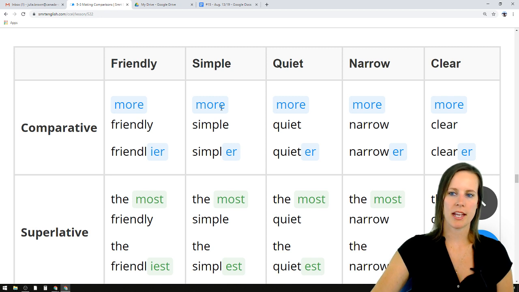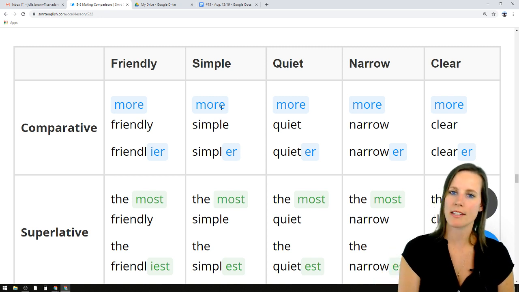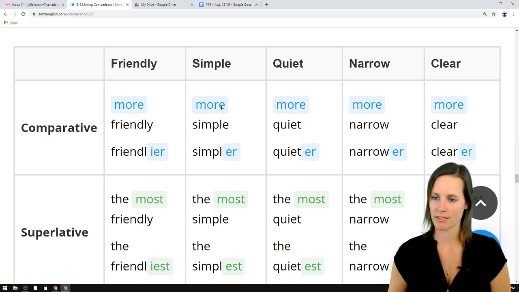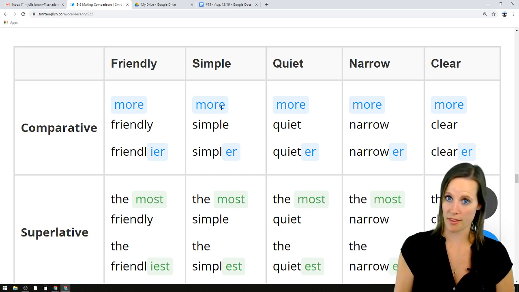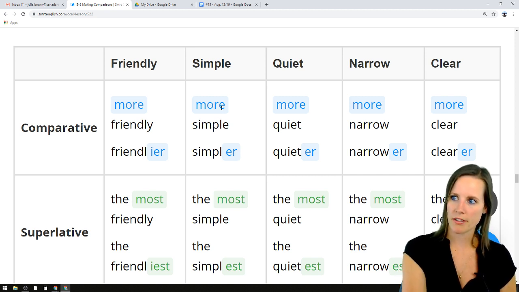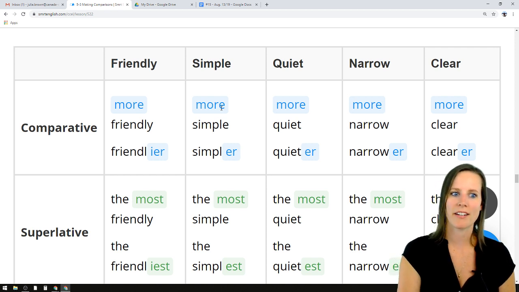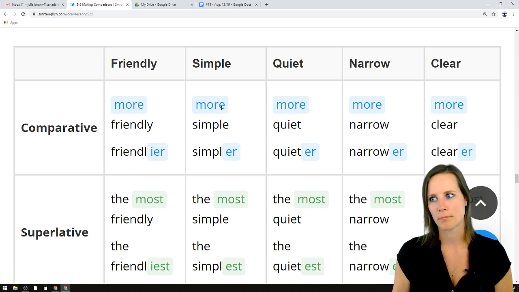Simple, you can say more simple or simpler. Okay, that is simpler than this, or that is more simple than this. A library is quieter than a club, or a library is more quiet than a club.